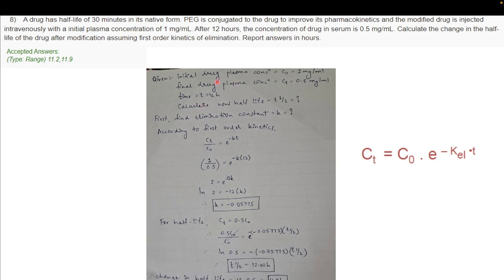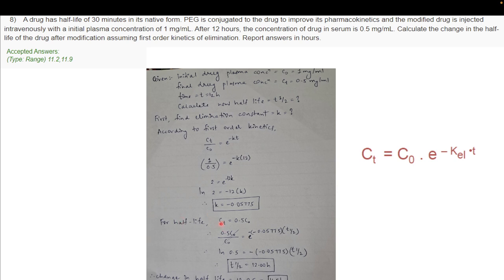So for that, you have all these values: the initial concentration, the final concentration, and the time. You use this formula because the question says that it is first order kinetics. You need to remember these formulas; you won't be given them in the final exam. You take this formula, put in all the values, and you will get the elimination constant, the k elimination constant. Now you take that value and put it again in the formula, where now you know that we have to calculate the half-life.